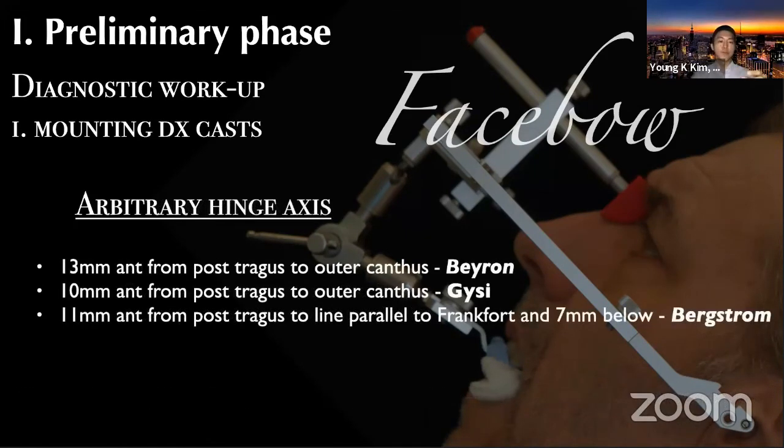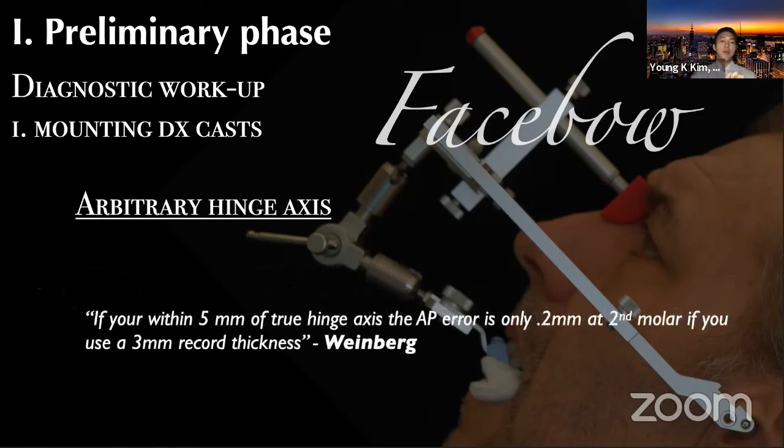And we have different arbitrary hinge axes depending on different authors. We have different views, but the important thing is, Weinberg did a study where as long as you're within 5 millimeters of the true hinge axis, the anterior-posterior error is only 0.2 millimeter at the second molar area if you're using 3 millimeter record thickness. So it's quite insignificant.